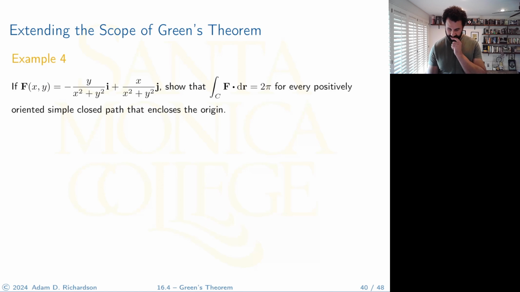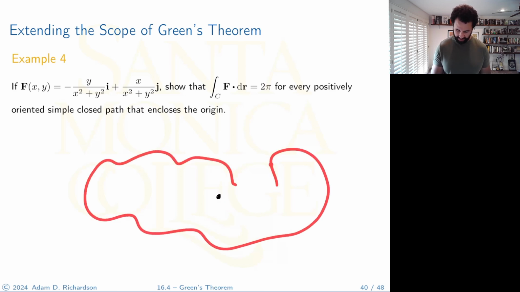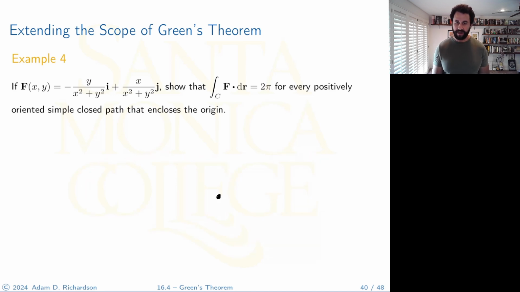the origin. Well, first thing I notice is that this vector field is not defined at the origin. So there's a hole in this region, right there at the origin. And this is saying that if we integrate over any positively oriented simple closed path that encloses the origin, we should get 2 pi. It doesn't matter how we integrate. We should end up getting 2 pi.